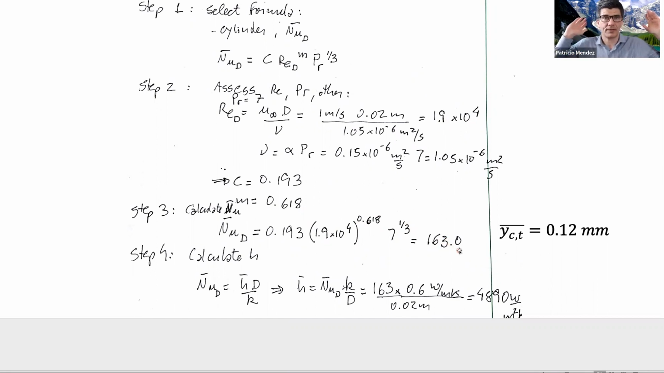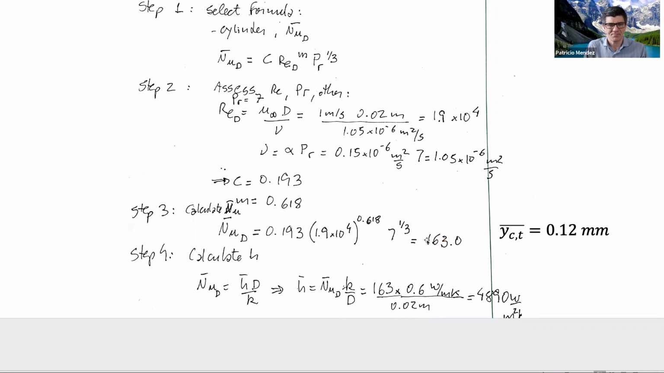Number one thing to think about: is it a number much bigger than 1, as it should be? Because the Nusselt number was characteristic length divided by thickness of the boundary layer. And the boundary layer had to be very thin, so we're dividing by a very small value, and we should end up having a big number in the end. 163 is reasonable. What would be the average thickness of the boundary layer?